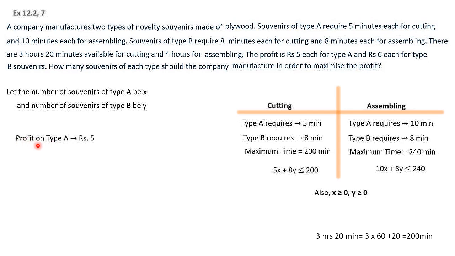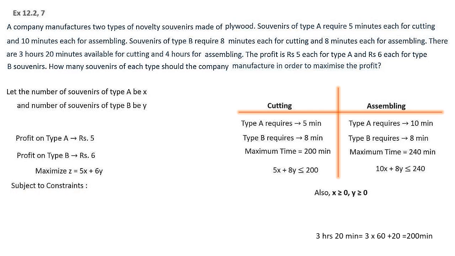Then the profit on type A is given to us as rupees 5 and the profit on type B is rupees 6. Here it is given the profit is rupees 5 each for type A and rupees 6 each for type B units. And we have to maximize the profit. So maximize Z equal to 5 into X for type A, and 6 into Y for type B. So Z equals 5X plus 6Y.